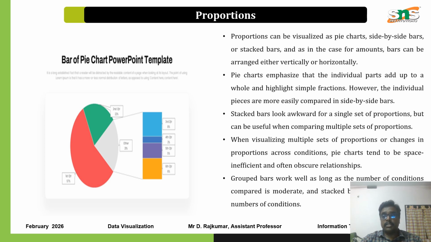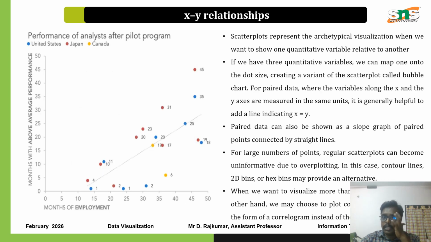Next are XY relationships. Scatter plots represent the archetypical visualization when we want to show one quantitative variable relative to another. Like when one increases, the other also increases, or when one decreases, the other increases, like proportional or inverse proportional. Whenever we have three quantitative variables, we can map one onto the dot size, creating a variant of the scatter plot called a bubble chart.